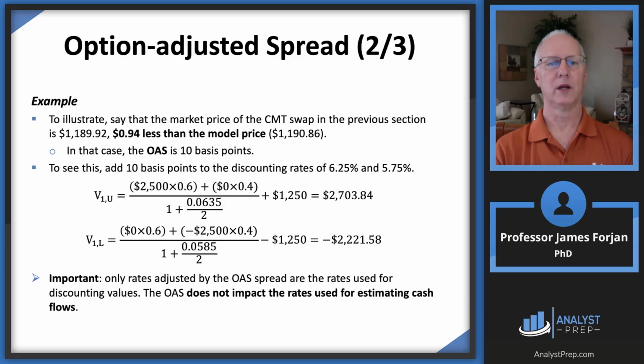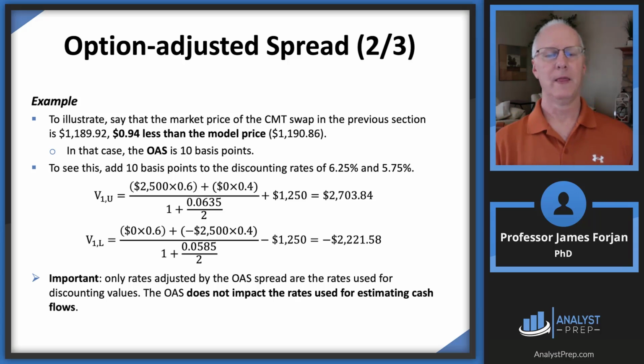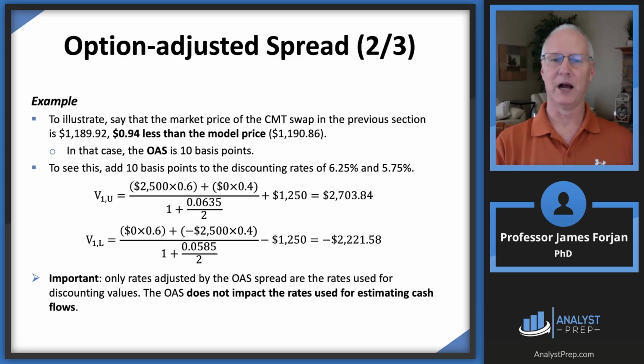All right, let's take a look at a quick example here. Let's suppose that the market price of that swap was $11.89. And what did we say that price was? $11.90. So mathematically, that's 94 cents less than the model price. Let's just go ahead and round that to $1 here as we're thinking about this. All right. And so let's go ahead and use some kind of a model to come up with an option adjusted spread, which is going to be 10 basis points. All right, I'll tell you about how to get that here in just a second, but this is what we're doing.